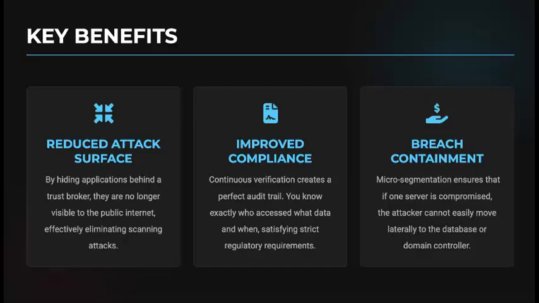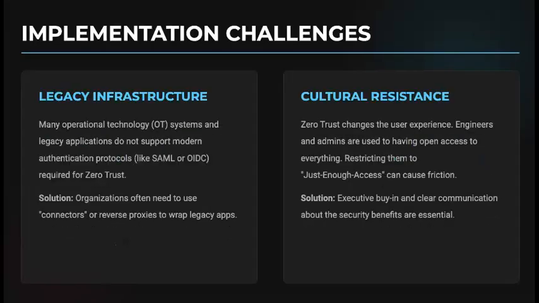And 3, breach containment. This is perhaps the most beneficial. Microsegmentation prevents lateral movement within the network. If a single endpoint is compromised, the attacker is boxed in, unable to move to the domain controller, financial servers, or any crucial infrastructure. While the benefits are clear, implementing Zero Trust is a journey with significant challenges.